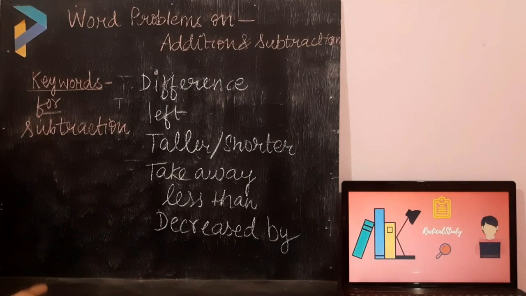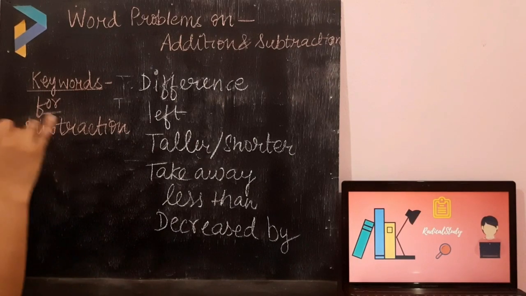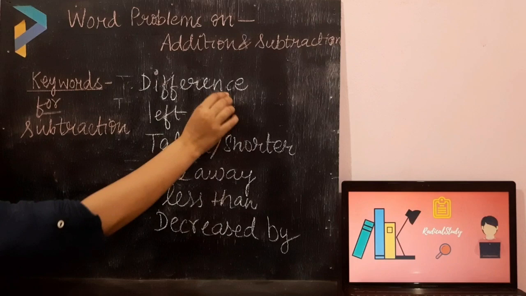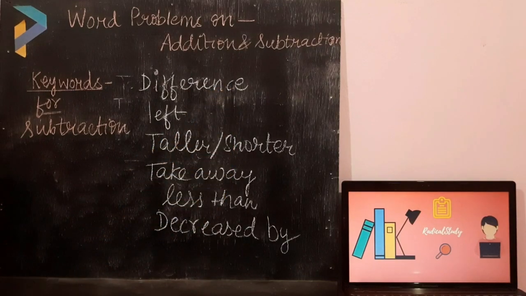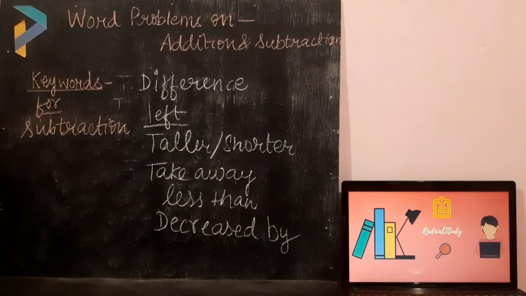So what you have to do? You have to subtract. And as I told you, while subtracting, the greater number or the bigger number will be kept at the top and the smaller number will be kept down. Okay students? Now the next term which can be used in the word problems of subtraction is "left".